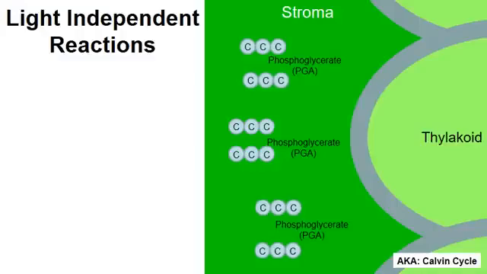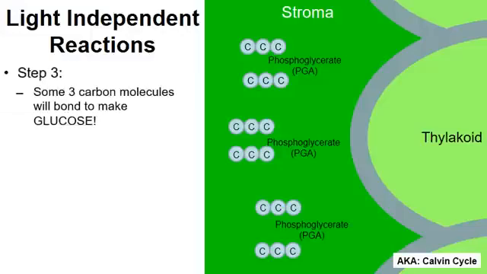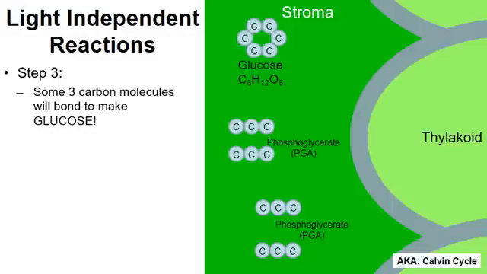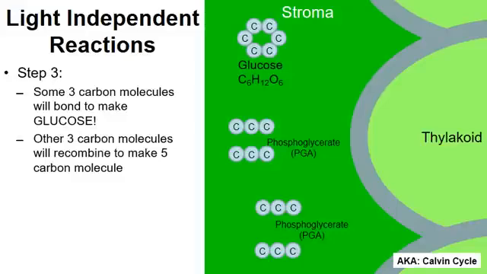So what happens now with these phosphoglycerates? Some of those 3-carbon phosphoglycerates are going to bond with one another, and with the help of enzymes, they're going to bond to make simple sugars, such as glucose. That's the whole point of photosynthesis, to make glucose. Now, not all the phosphoglycerates do this. Some of the phosphoglycerates are going to help to keep the cycle going.